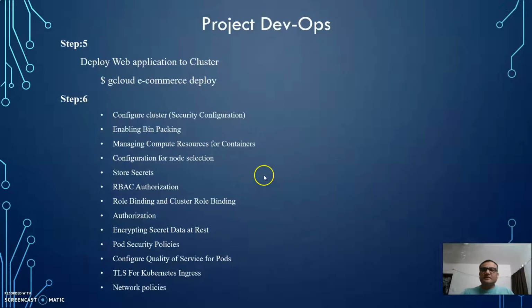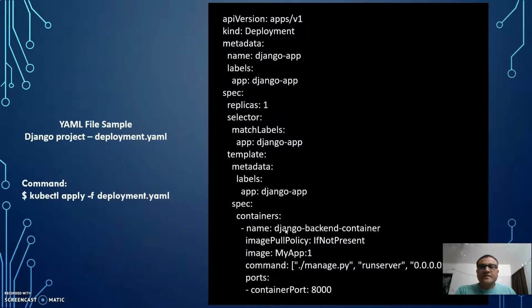So the next step is to deploy the application on a Kubernetes cluster, and we need to configure the cluster for security reasons. This is the most important part: how we can deploy our application using YAML files. A YAML file is a human readable format of the configuration, where we can mention all the configuration, and we can apply that configuration using the kubectl apply command.